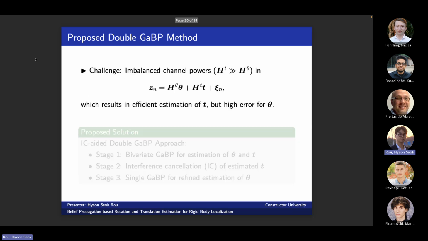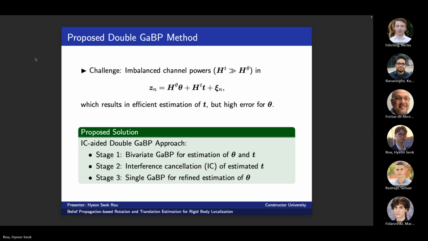But other than that, we present a major problem in realizing this double GaBP, which is that the channel power of the translation and the channel power of the angle are highly imbalanced because of the construction of the reformulation, such that the channel h of t is typically of much higher power, in the order of tens to hundreds, than the power of h of theta, the angular one. This can be understood as the translation typically being much larger in a given time than the angular rotation. So when we apply the Gaussian belief propagation, we get a very good estimation of the translation because of the high power channel. However, we get a high error for theta, so the angles.